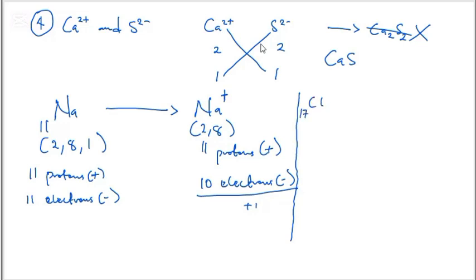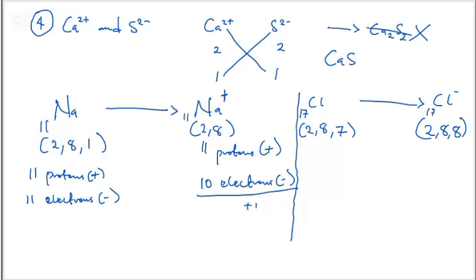Chlorine is 17, which is 2, 8, 7. So instead of chlorine losing 7 electrons, it's easier to just gain 1 and make it 2, 8, 8. That way the outermost shell is filled. And that is where it gains 1 electron, because it's gaining a negative particle. It becomes negatively charged.